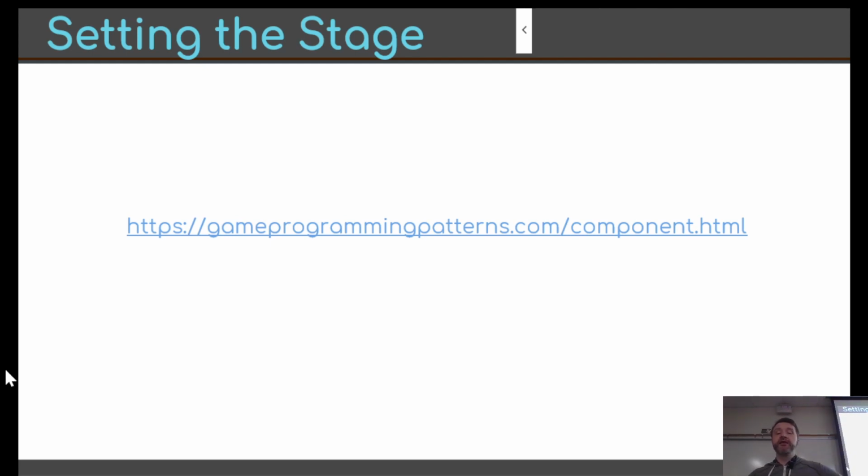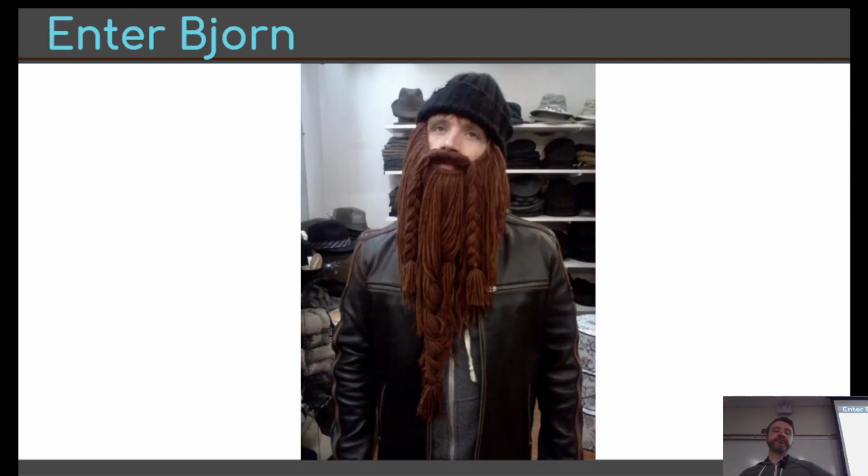Not important. So this is in the Nystrom Game Programming Patterns book that we've been using for class. So we'll follow along this example. I think this is one of the more interesting examples from that text. Enter Bjorn. Bjorn is a character in our upcoming Viking exploration game. Perhaps we're even making a knockoff of Vinland Saga, right?